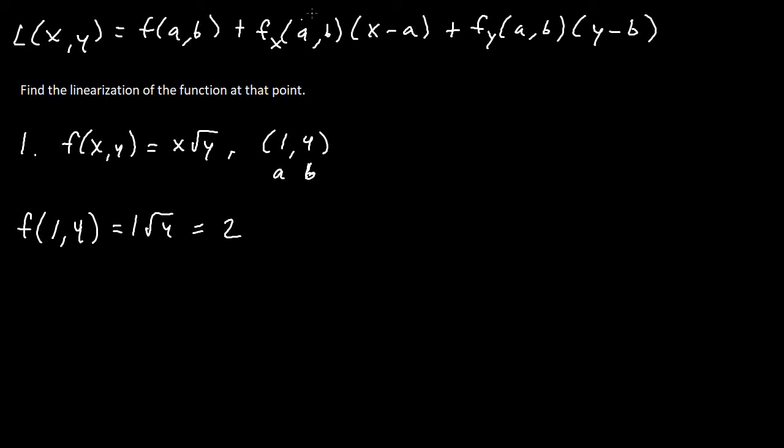So now let's find f sub x, or the partial derivative of the function with respect to x, at a comma b.